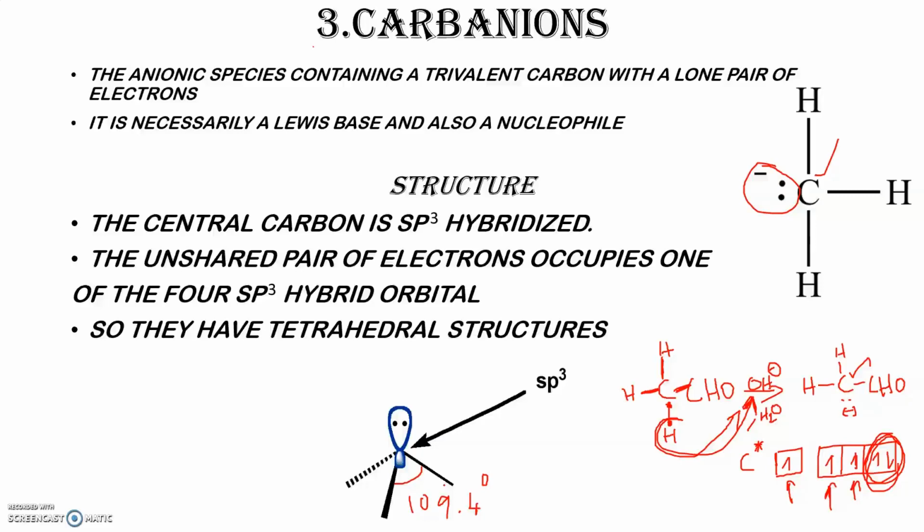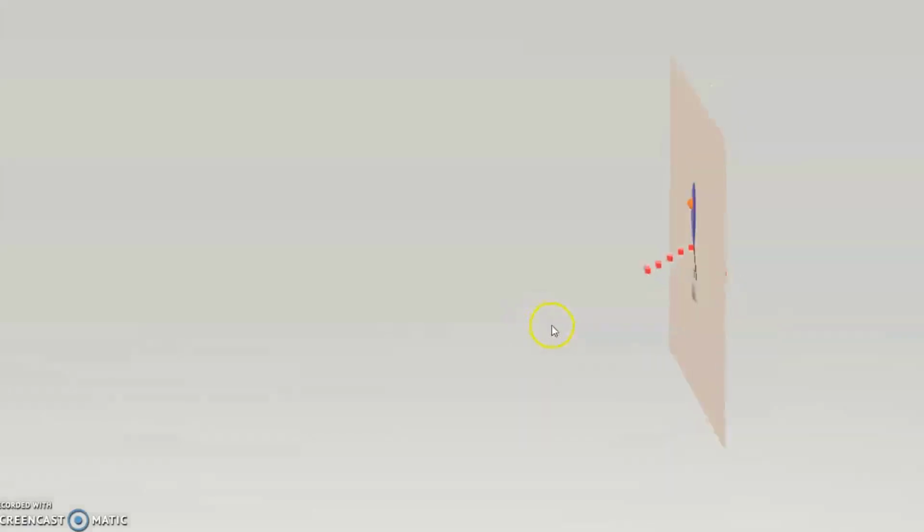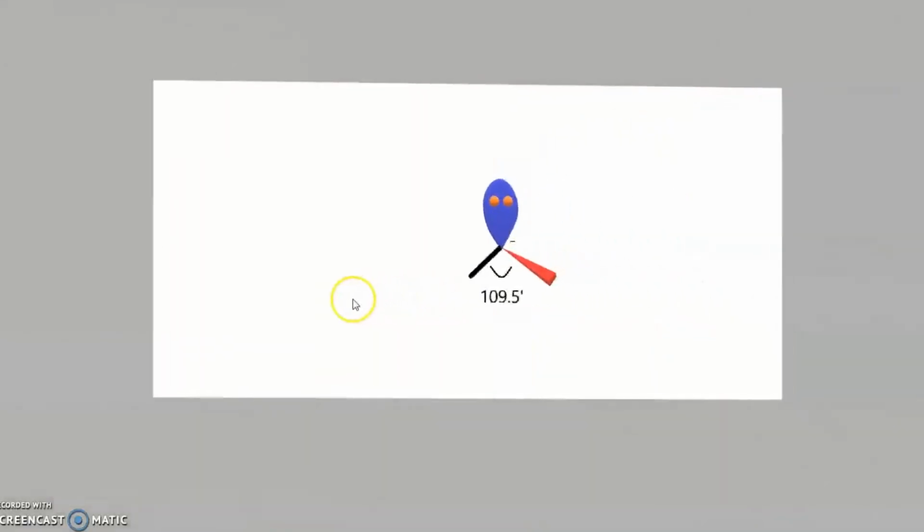Now let's check out the three-dimensional structure of a carbanion. This here is a three-dimensional structure of a typical carbanion, in which the bond angle will be 109.4 degrees, not 109.5 as given here. To be accurate, it is 109.4 degrees. The three bonds in the carbanion are attached in this fashion: one bond towards us, one bond away from us, and one bond on the plane of the paper.